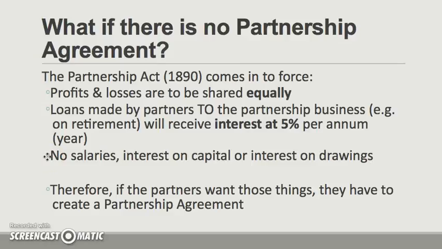And you can see that if that's all the Partnership Act says, then you can't have any salaries, you can't have any interest on capital, and you can't have an interest on drawings to discourage anyone from taking more out than the others. So if the partners want those things, then they have to create a partnership agreement with those things in it.